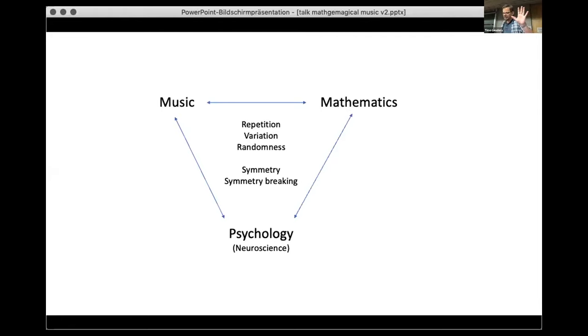What would a psychologist say? He would say, of course, the brain creates music, the brain creates math, and so it's no wonder it's very similar. And what would a musician say? He would say, who cares? Let's do some music. And that's what I'm going to do. So the big question is, how does all this relate to each other?